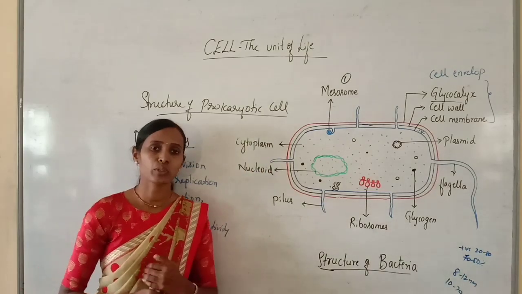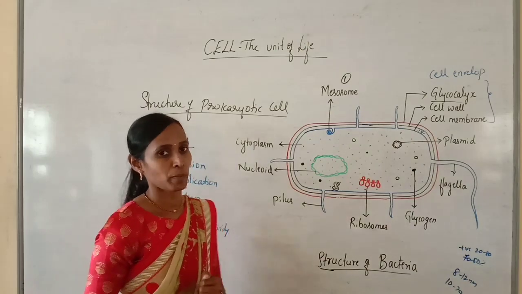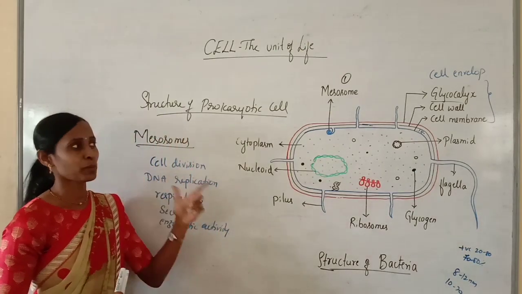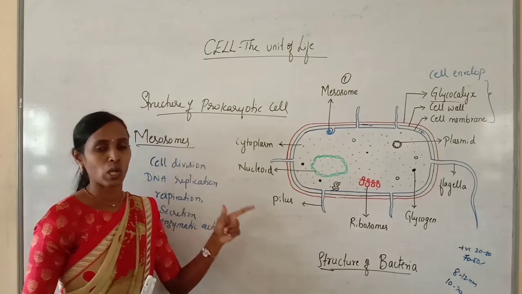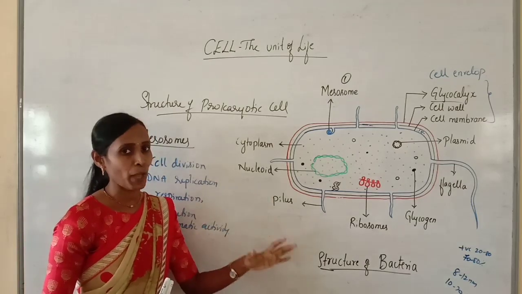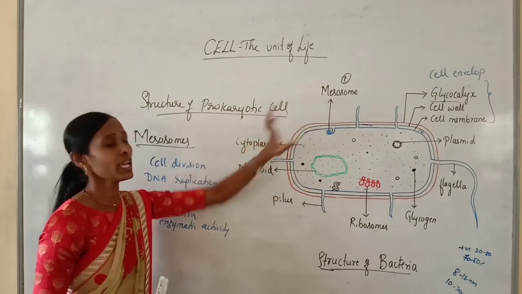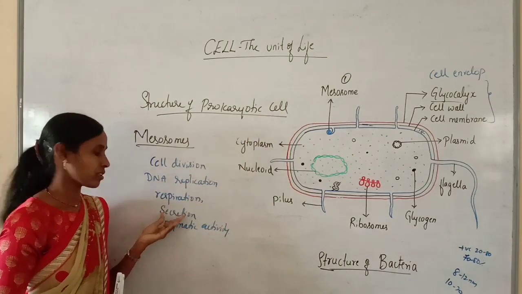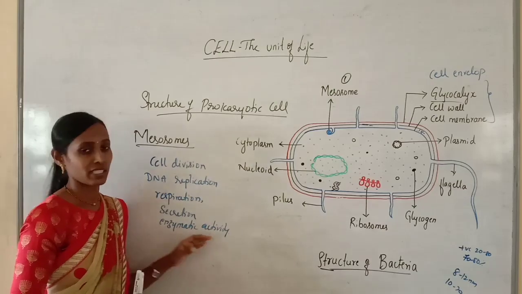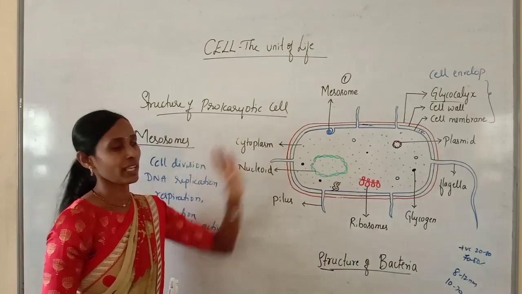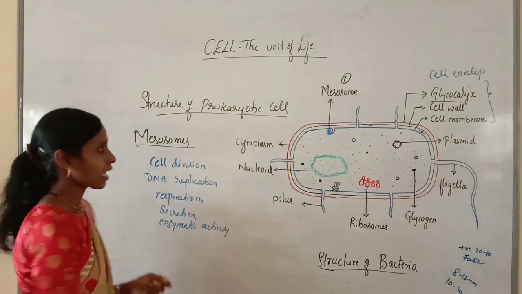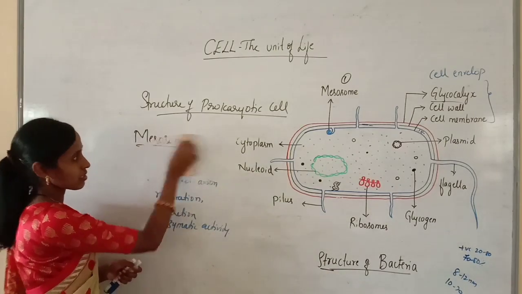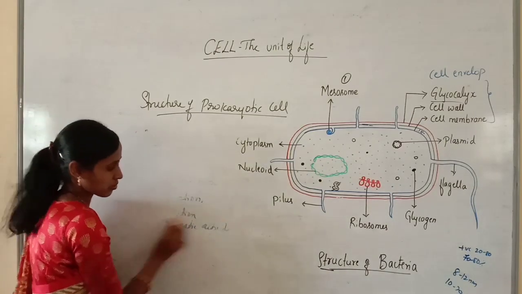But in eukaryotes, mitochondria take part in respiration. In prokaryotes, the membrane bound cell organelles like mitochondria are absent. So that function is performed by mesosomes. They also help in secretion of certain chemicals and take part in enzymatic activity. That is the mesosome. The next one we will discuss is ribosomes.